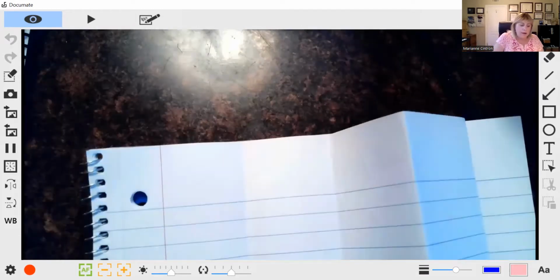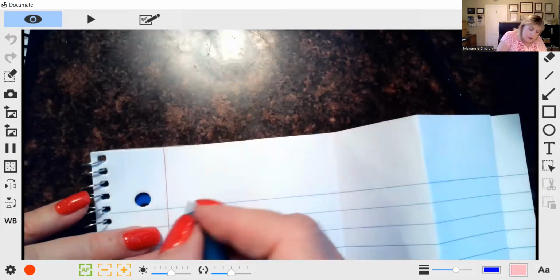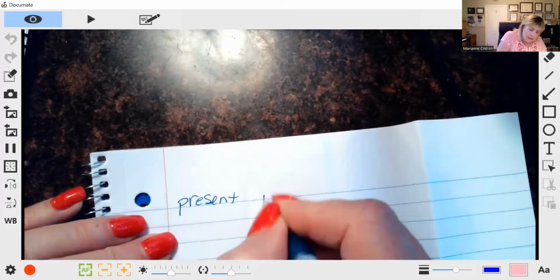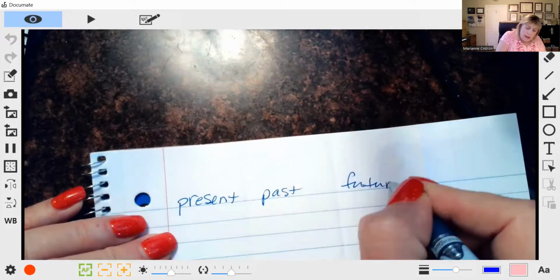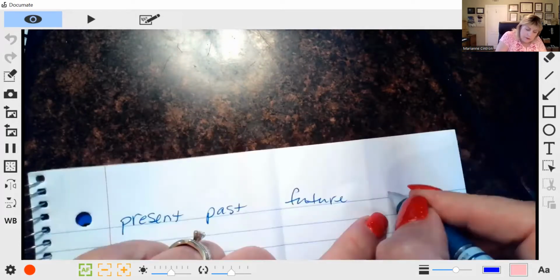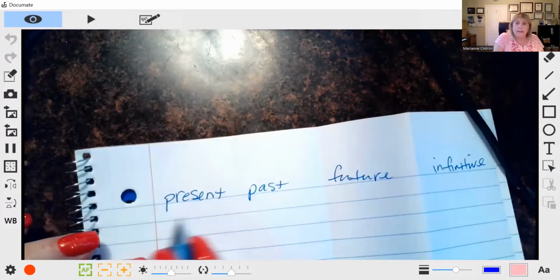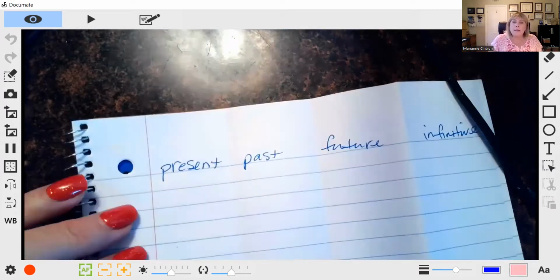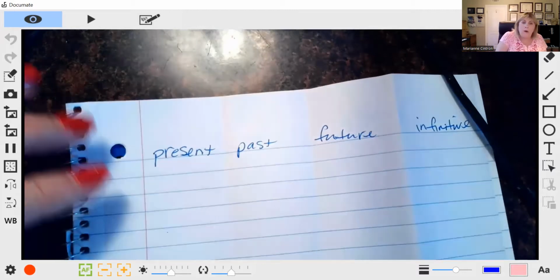What I already have written at the top before I get started with her is present, past, future, and I have infinitive. I have her write this on her paper. So I'm going to pick some of the easiest words to start with. And I give her the word wink.